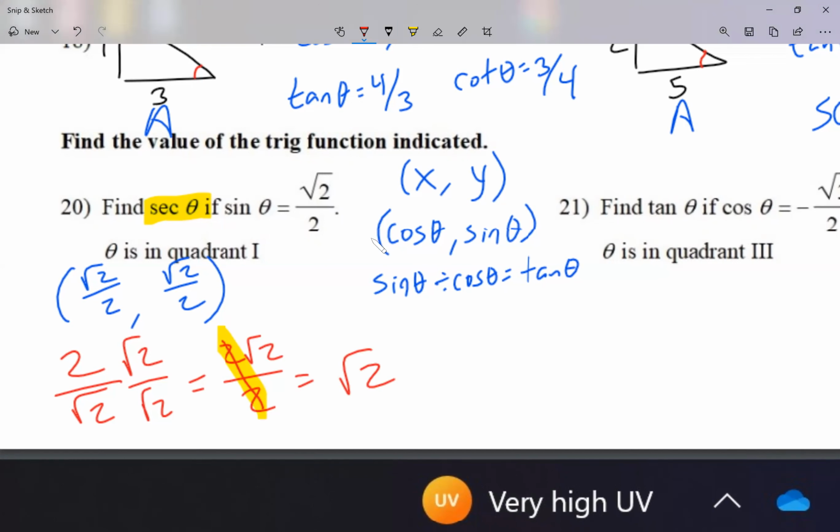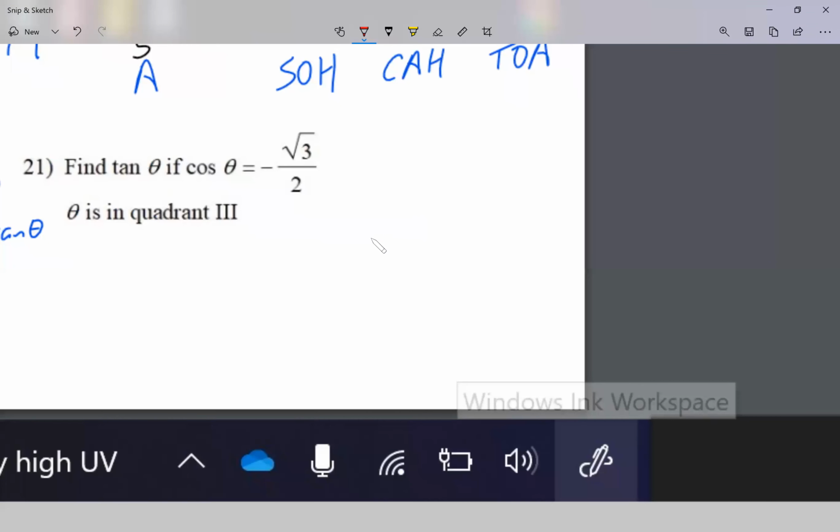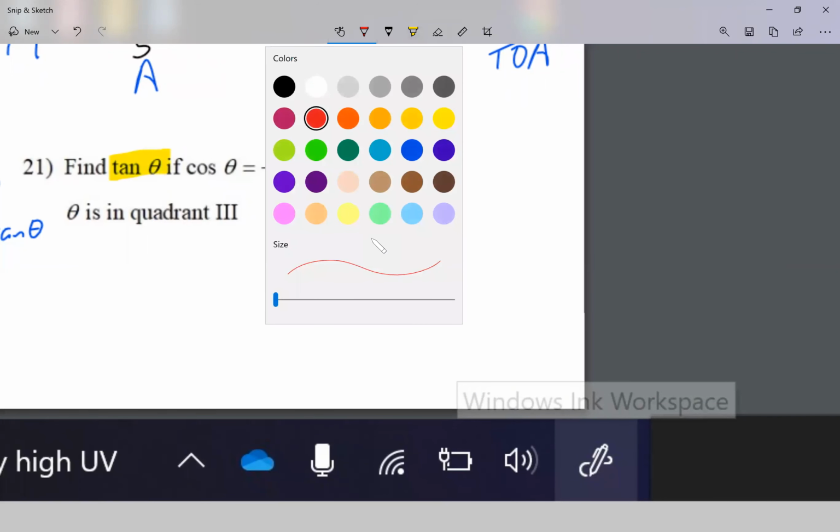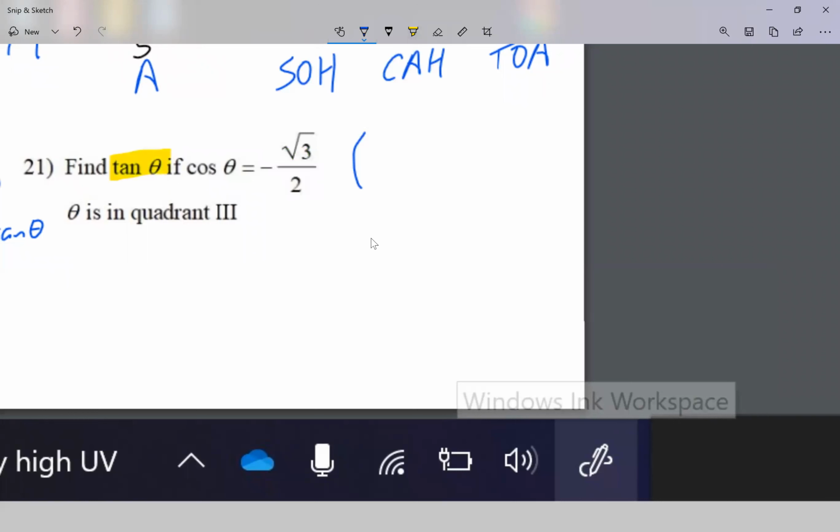Okay, cool. Let's take a look at another question. We need to find tangent of theta. And I know tangent is sine divided by cosine. My cosine is a negative radical 3 over 2, and my theta is in quadrant 3. So I want you to take a look at the unit circle and find the coordinates of the point where the x value is negative radical 3 over 2. Again, I'm looking at the third quadrant. Use your unit circle.